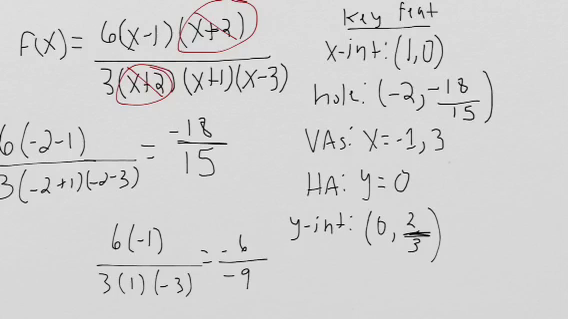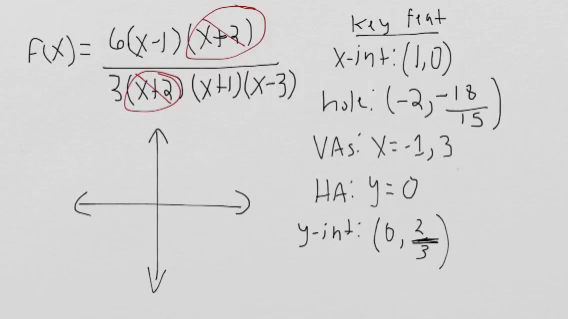Okay, so now when graphing this, we're going to put all of these key features onto a set of axes. We've already labeled all of them, so we don't have to be super precise on our graph. We're just making a sketch. So I'm going to put an x-intercept at (1, 0). Okay, looks like we have a hole at -2, about -1. So we're going to put a hole there. There's our hole. All right, we have vertical asymptotes at -1 and 3. So let's put those in.